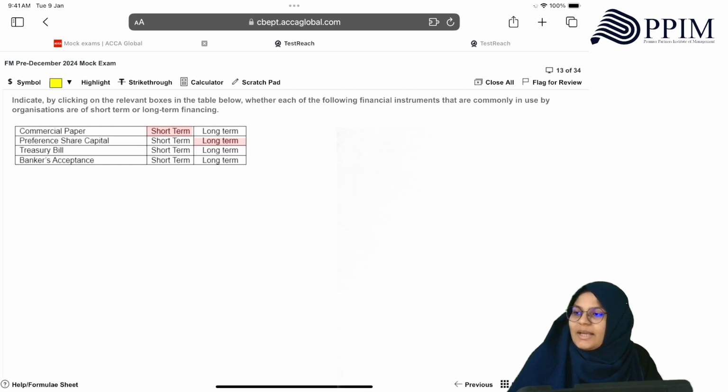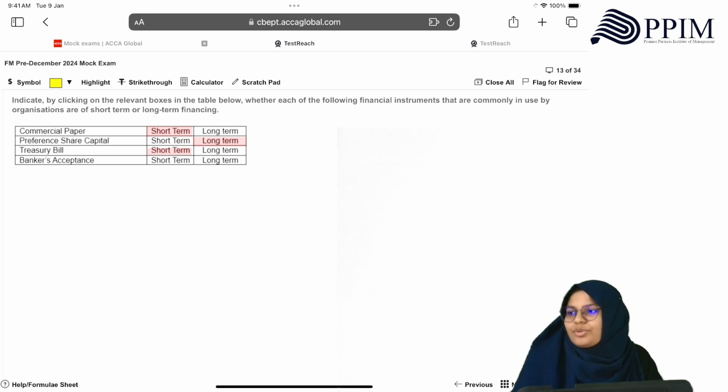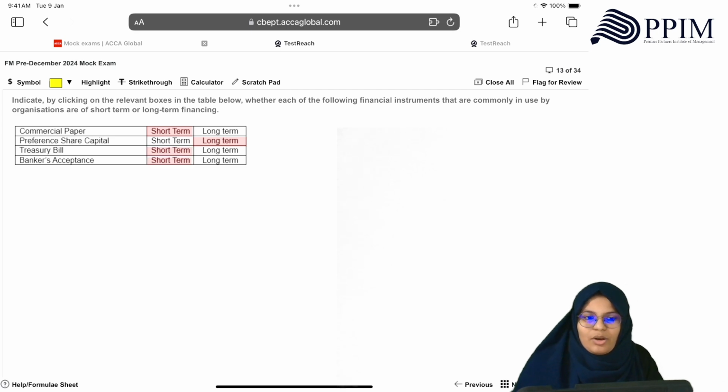Treasury bill, this is something that the government, if they want a loan, they will issue something called a treasury bill. Public can buy it, government will pay interest for a fixed period and then they will repay the principal. Usually this is not long term, so it is considered a short term source. And a banker's acceptance is also short term, right? So the answers there will be short term, long term, short term, short term.